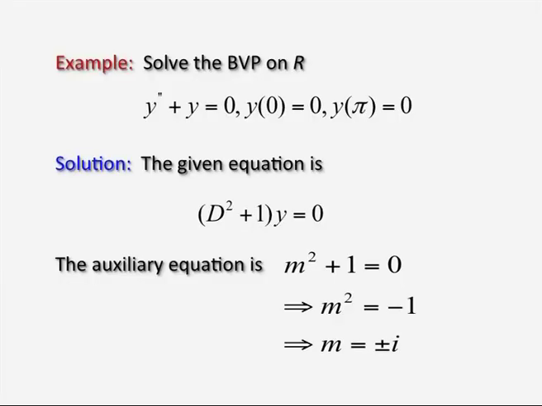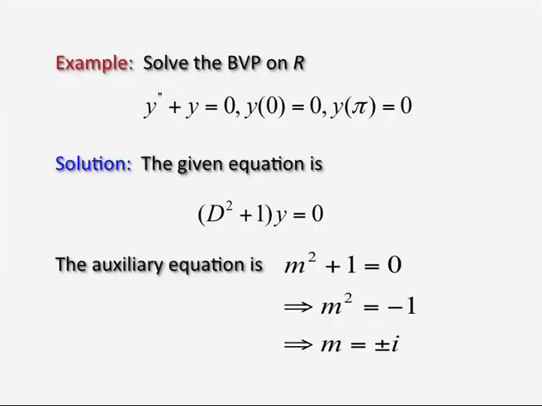Now I will give one more example based on boundary value problem. Solve the boundary value problem for all x belongs to R. y double dash plus y is equal to 0 is the differential equation, and the given boundary conditions are y of 0 is equal to 0, y of pi is equal to 0.